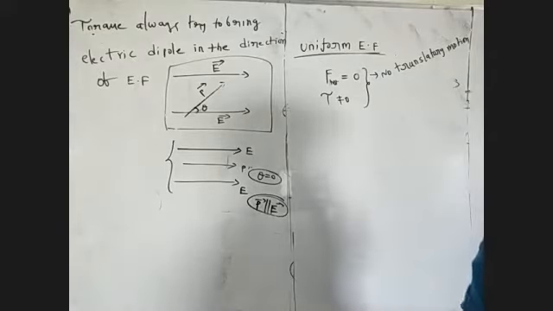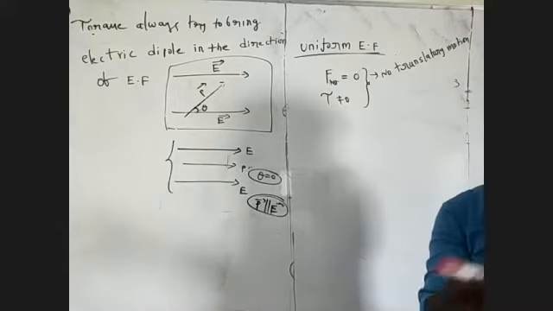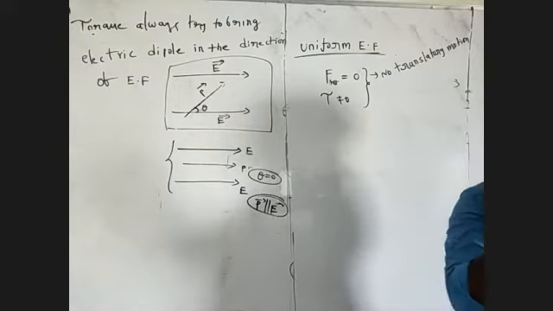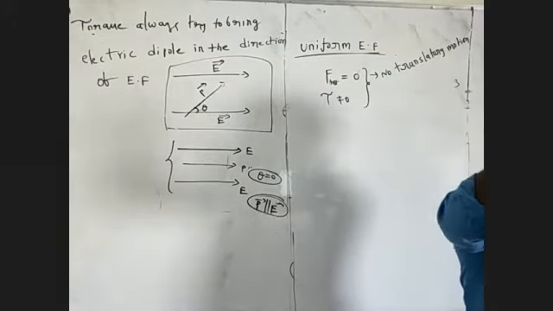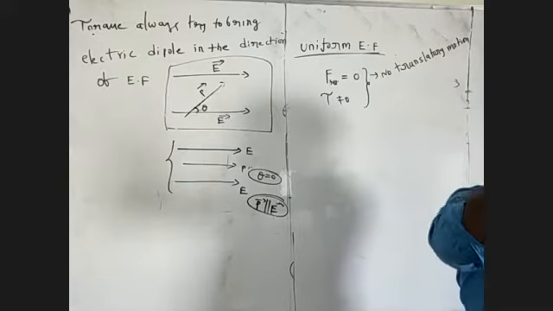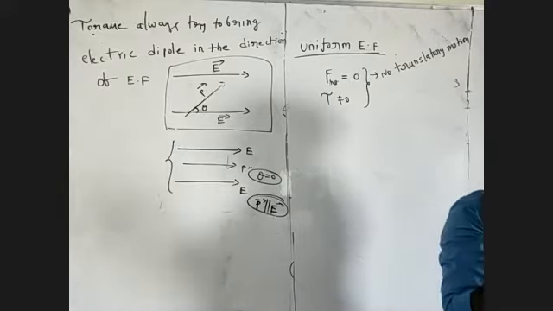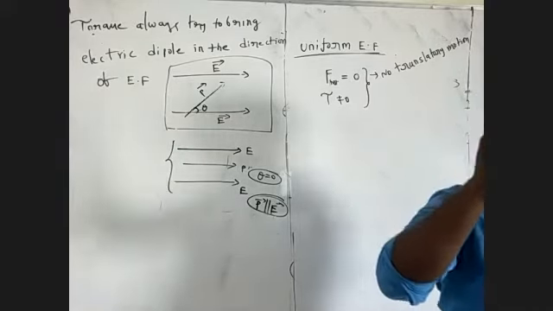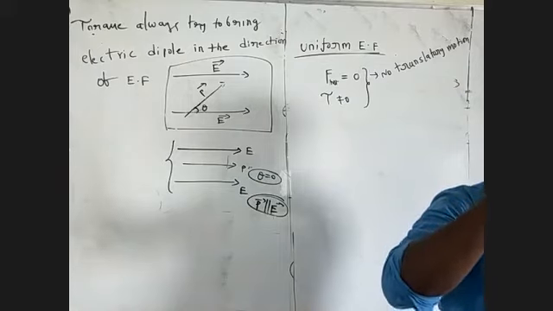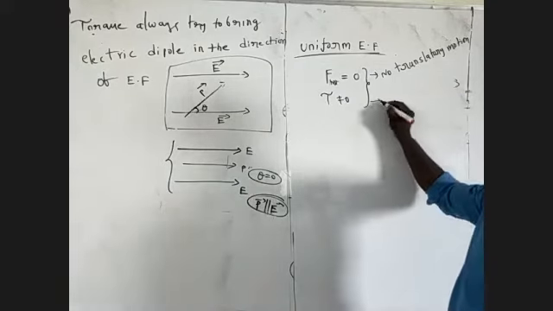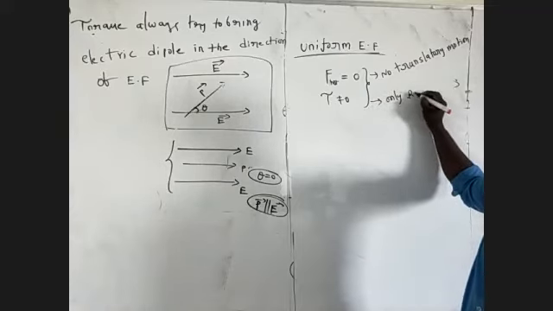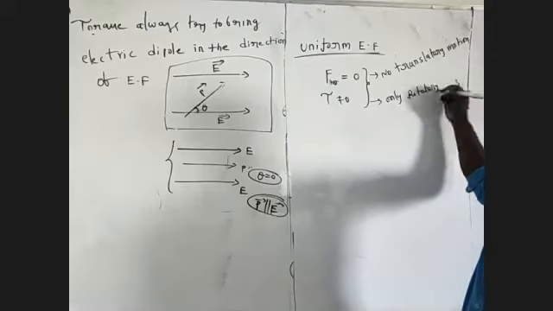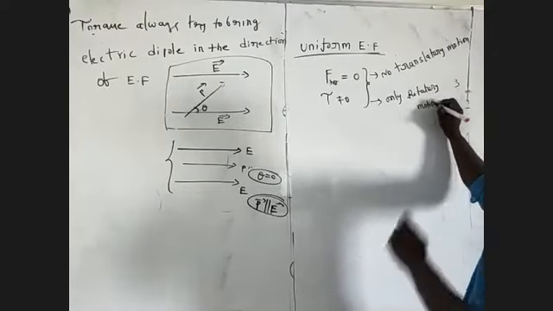What is the meaning of translatory motion? The dipole is placed in a uniform electric field, and the dipole is rotating in this direction. This we call rotatory motion. This is the turning effect of torque. Only torque is acting, so only rotatory motion.